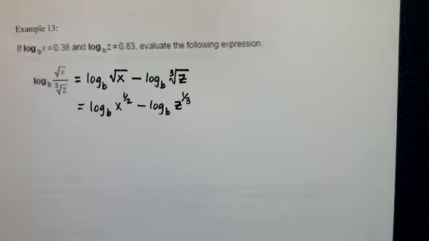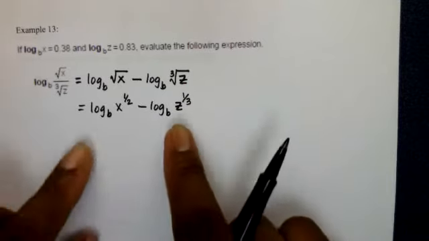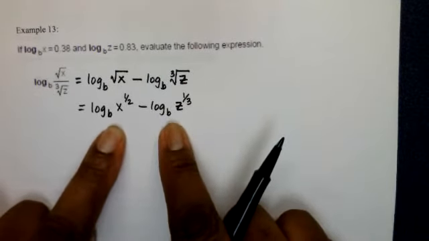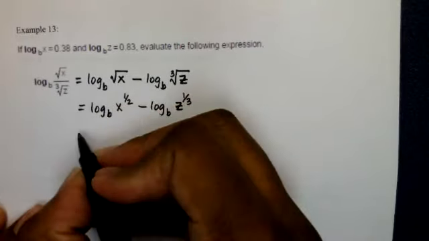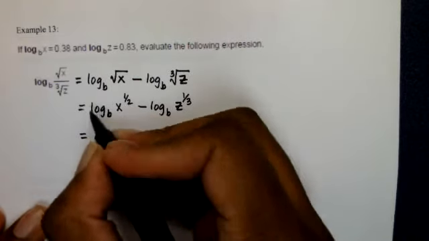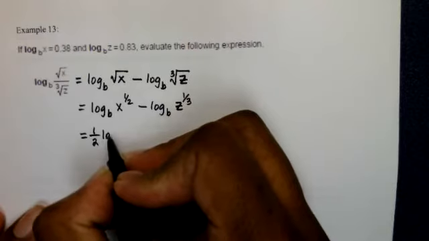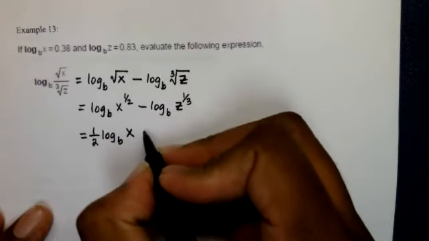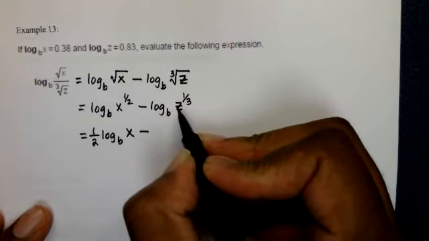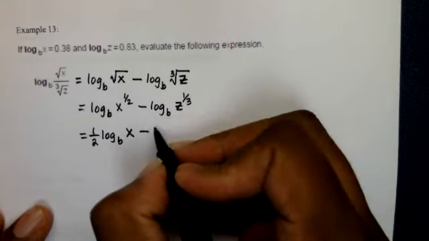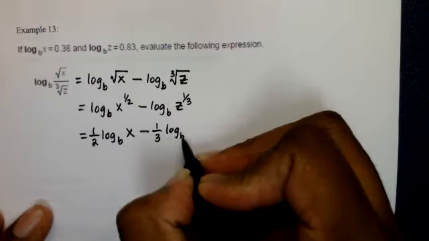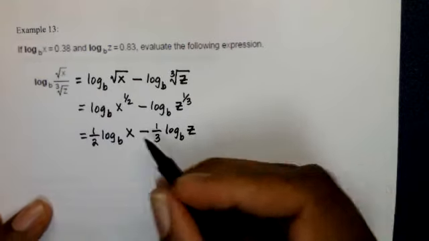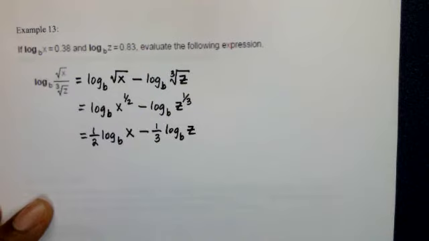So I have log to the base b of x to the 1/2 minus log to the base b of z to the 1/3. Now, on each one of these terms, I can apply the power rule by bringing each power in front of the logarithm. So for log to the base b of x to the 1/2, I'll pull the 1/2 in front. That would be my coefficient for log to the base b of x, minus log to the base b of z to the 1/3. That 1/3 is my exponent. I'll bring that in front of log to the base b of z. So on each one of those, I had to apply the power rule.